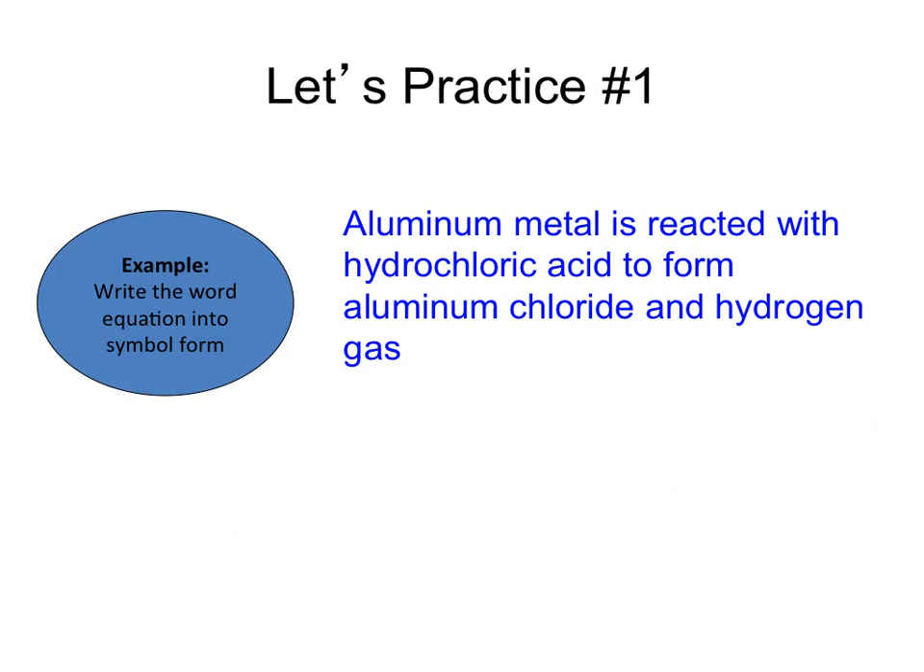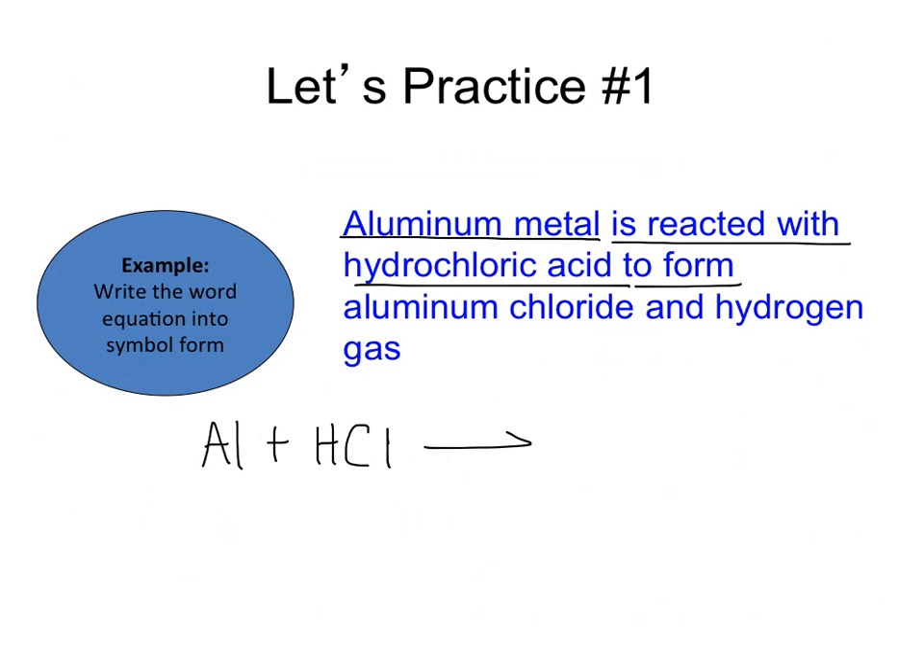This is a review of section 2.2. So we have aluminum metal, which is Al, reacted with hydrochloric acid. We go back to the rules for acids and write HCl, to form, and that's our arrow, aluminum chloride.